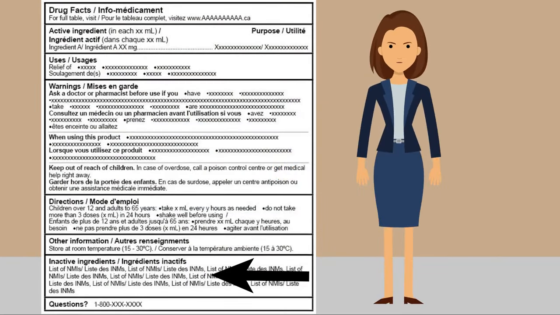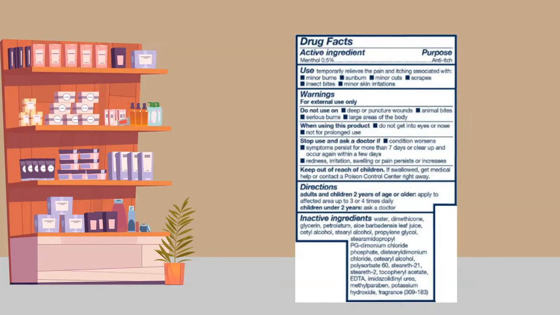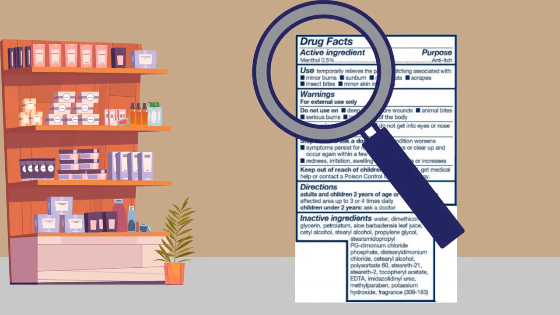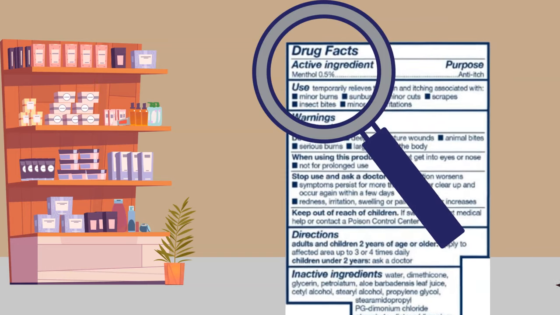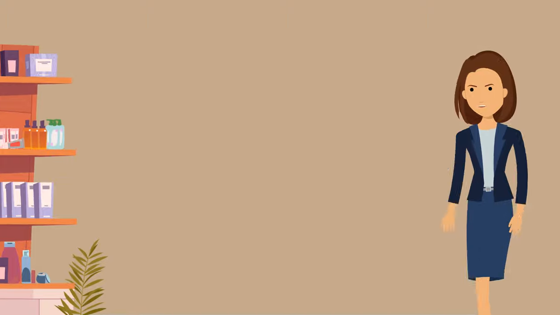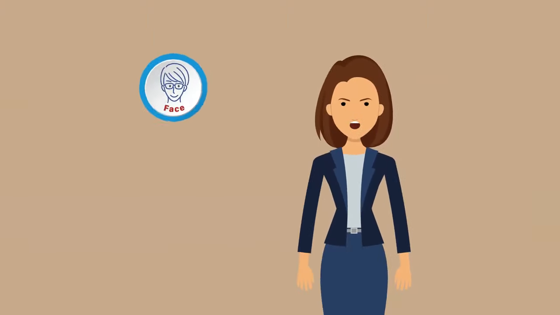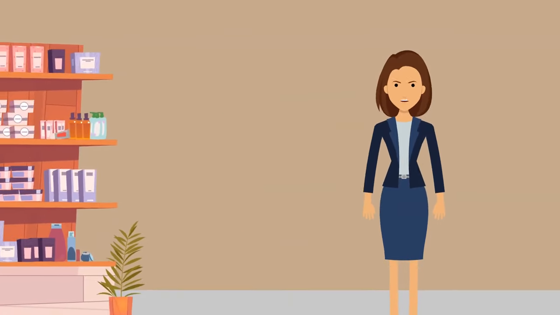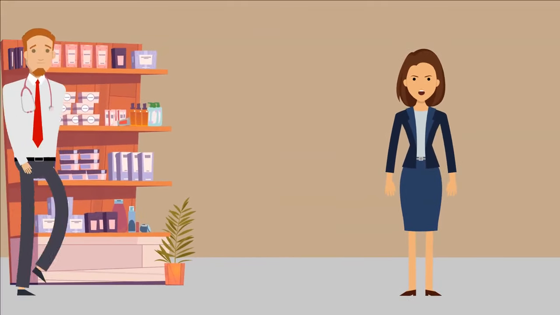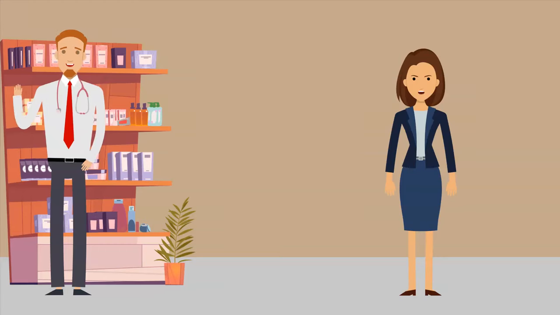If your selected product contains an active ingredient, pay attention to the strength or concentration of the ingredient. This is usually presented as a percentage. Lower strengths are generally better for use on sensitive areas such as the face, genitals, and skin folds. Higher strengths may be used on other areas of the body and extremities. Talk with your pharmacist or doctor if you are unsure of what strength to use.